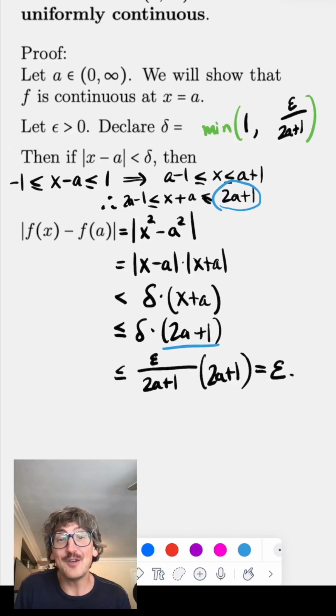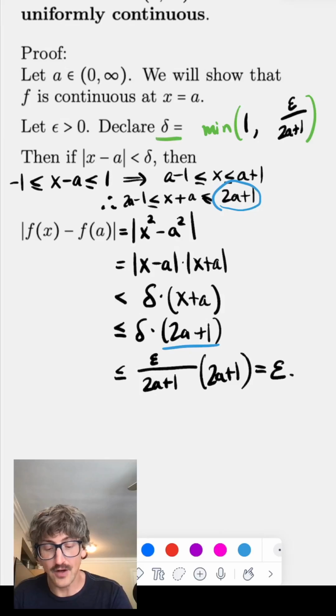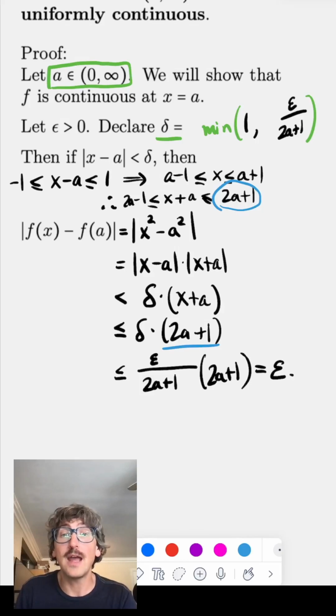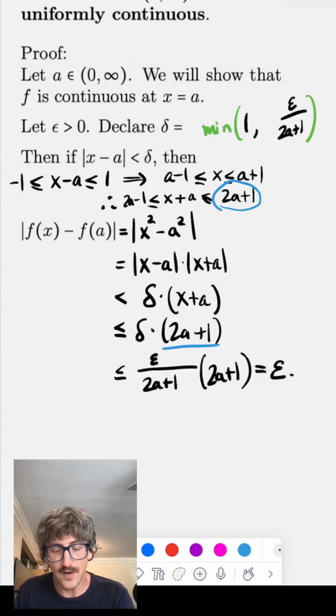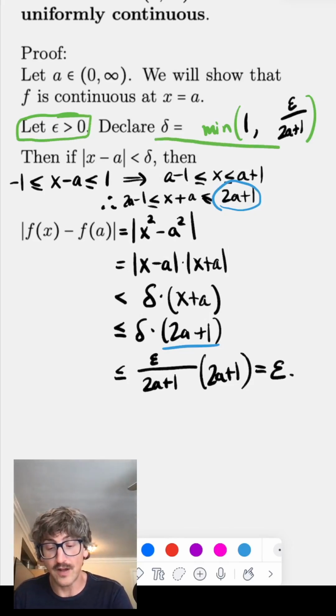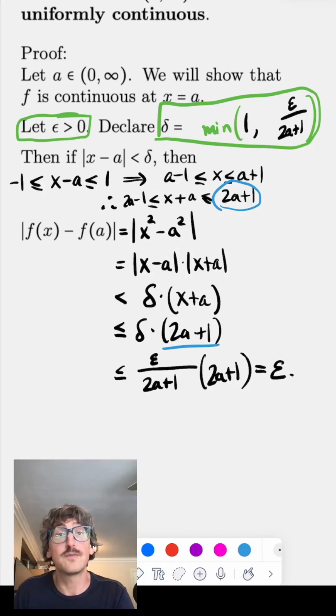So one thing you may be wondering: wait, why is that delta allowed to depend on epsilon and a? Well, in our proof, when we're talking about continuity, delta was defined after we had already introduced a number a. And so that number a is allowed to be part of our definition of delta. Similarly, we had already defined epsilon earlier. And when we declared delta, that's why we're allowed to have delta depend on epsilon as well.